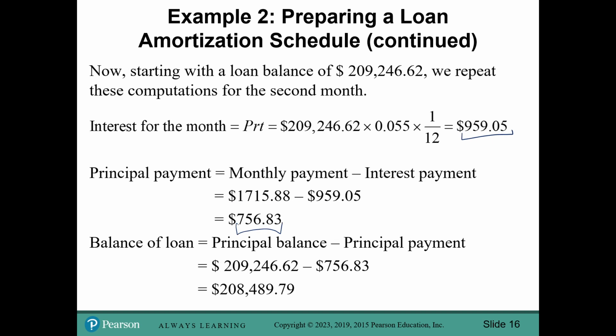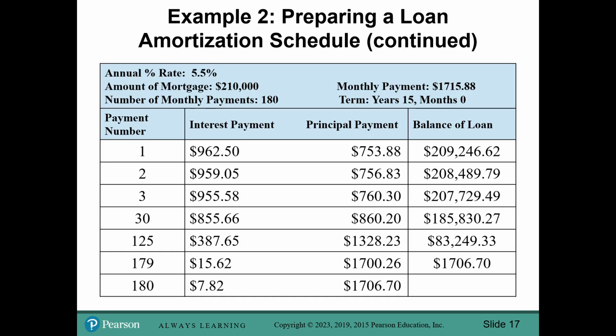So the balance of the loan equals the principal balance minus the principal payment. So we're going to take that $209,246.62 that was left after our first payment. We're going to subtract our second principal payment that we just calculated above, and we're going to be left with $208,489.79. So I've got the chart outlined here for the first three payments, and then we jump to payment number 30, then to 125, then to 179 and 180.